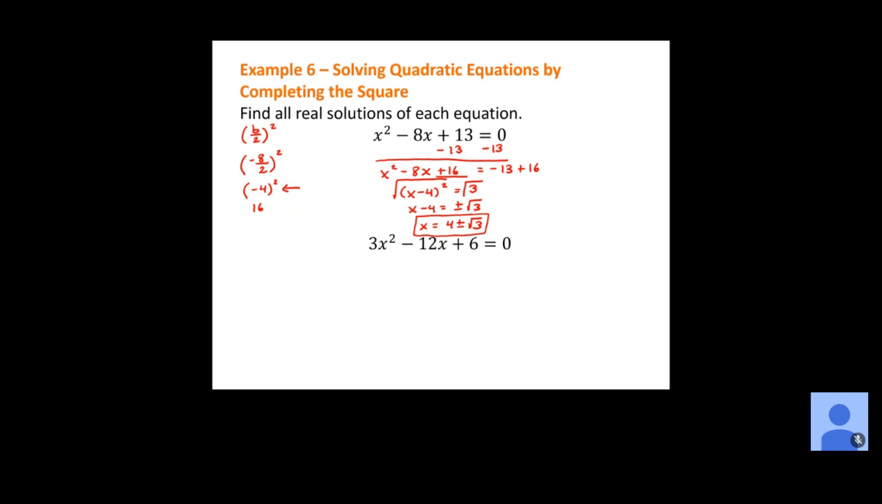All right, let's look at the next one. So what's our first step going to be? We're still trying to complete the square here. Okay, so before we actually divide by the 3, what do we always need to do first, right? What's that very first step that we did before? Move the 6, right? So let's go ahead and move the 6 to the other side. So that's going to give us 3x squared minus 12x equals negative 6.